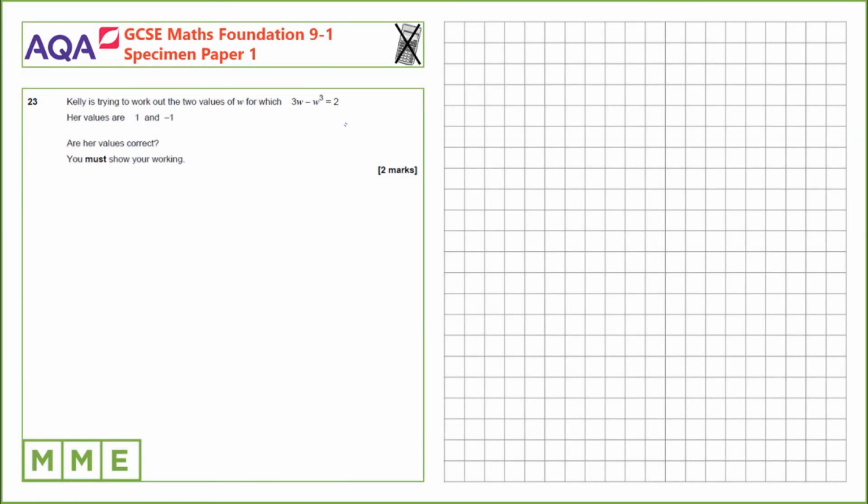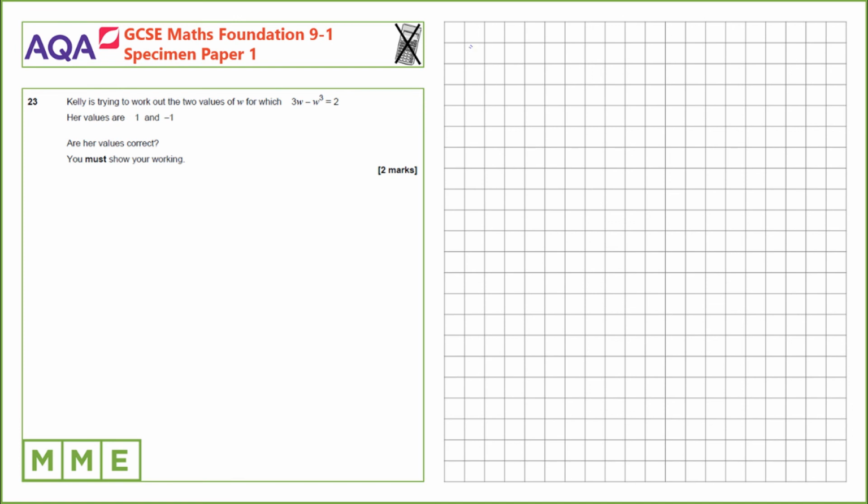Question 23. Kelly is trying to work out the two values of w for which 3w minus w cubed equals 2. Her values are 1 and -1. Are her values correct? You must show your working. For these kinds of questions, we can take this side of the equation, substitute in the two values, and see if we get 2 as the answer. If we get 2, then she's correct. If not, she was incorrect.